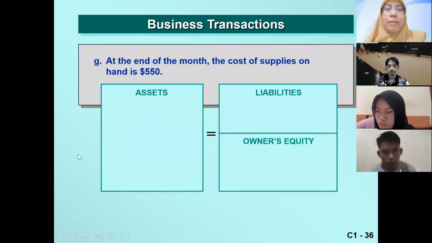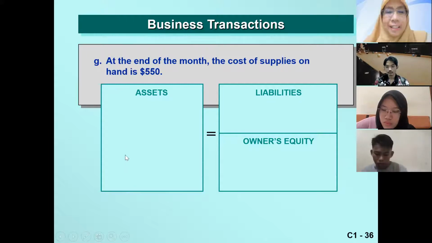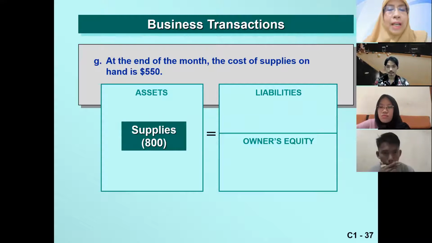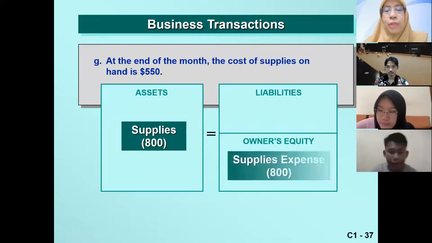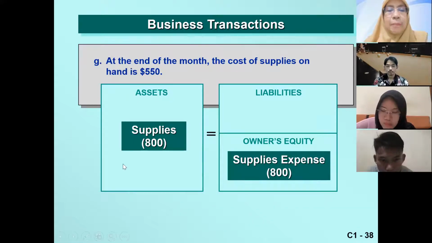Okay, the next one, at the end of the month, the cost of supplies on hand is 550. The first time we bought, supplies were 1,350. Because of usage, at the end we estimate only 550 left. So it means we have already used about 800 of supplies. Yeah, so we deduct our supplies because of usage. And of course, this one will be considered an expense, and all expenses will deduct the owner's equity.